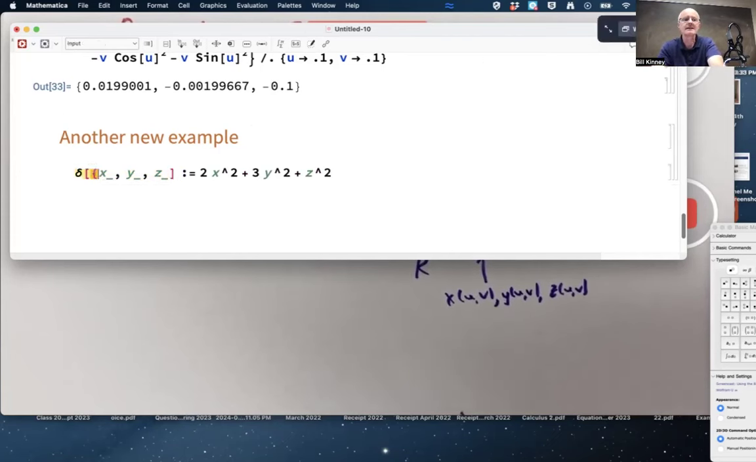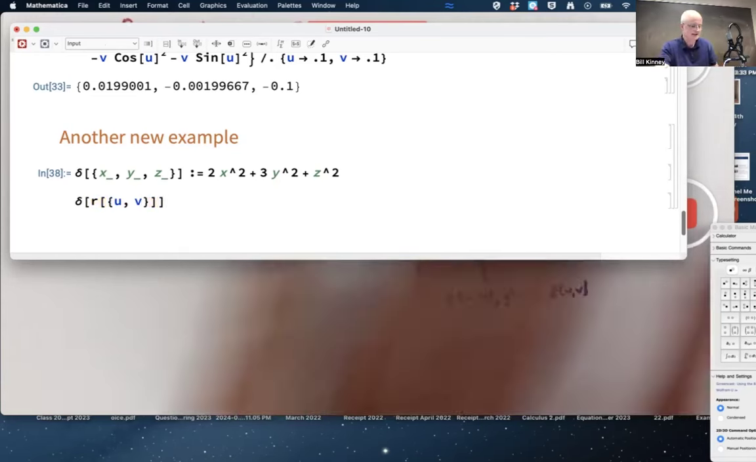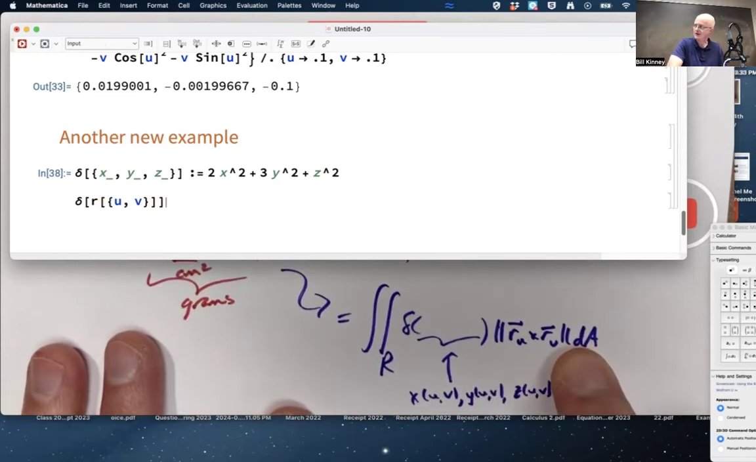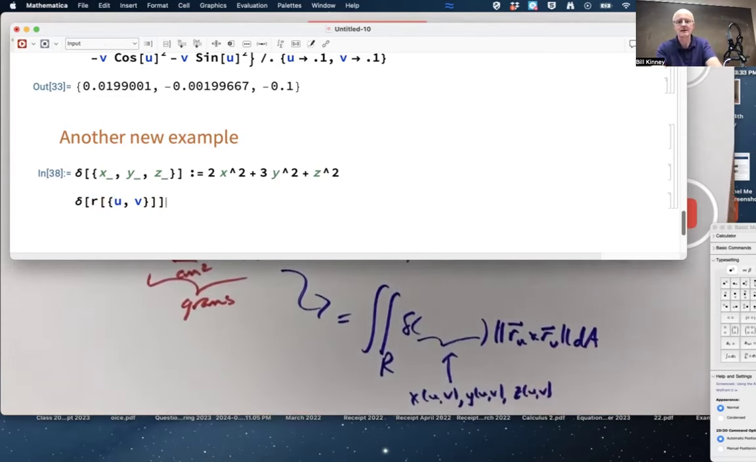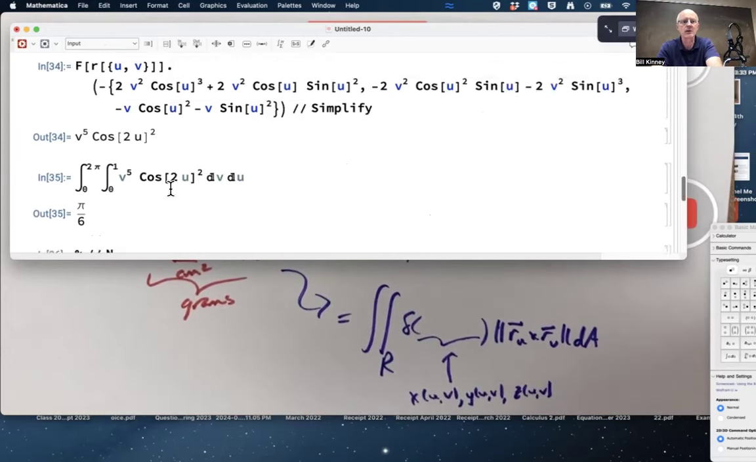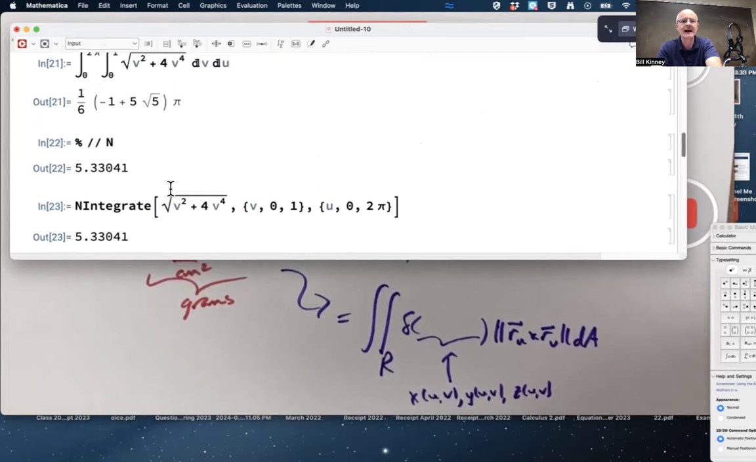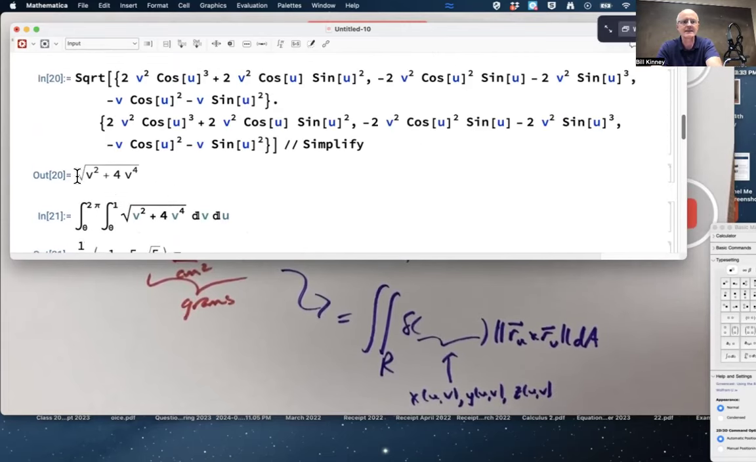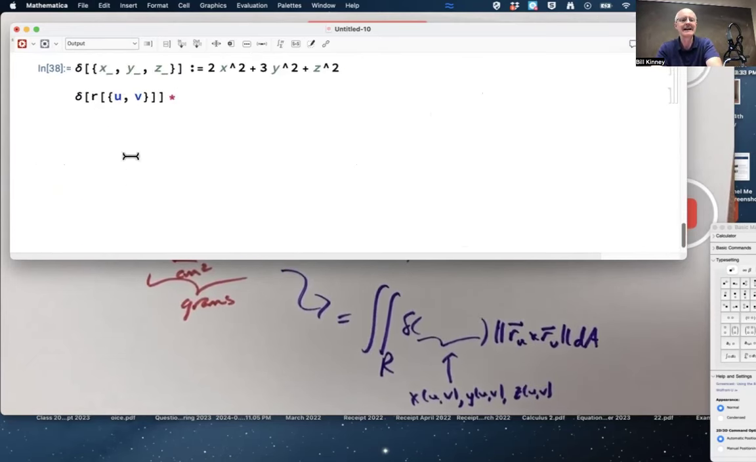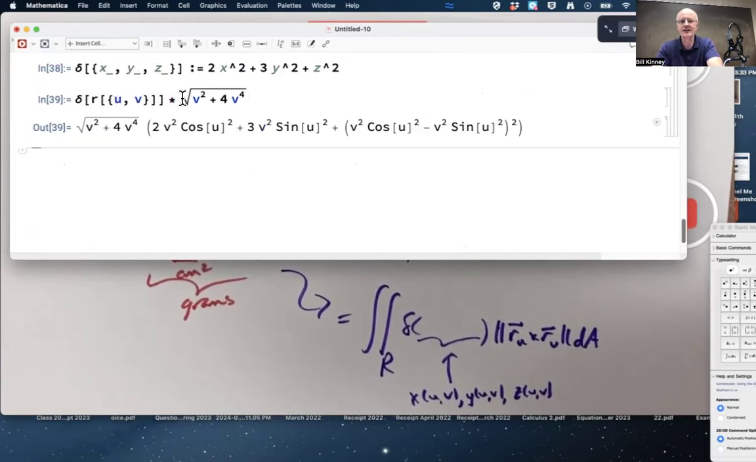Maybe I should use curly braces. What do I want to integrate to find the mass if that's the density function? I want to integrate delta of R of UV times that magnitude again. That's going to involve a square root. Times, where's the square root? It was back up here a ways. Yeah, it's simplified to this. It won't always simplify quite so simply. That's the function to integrate.